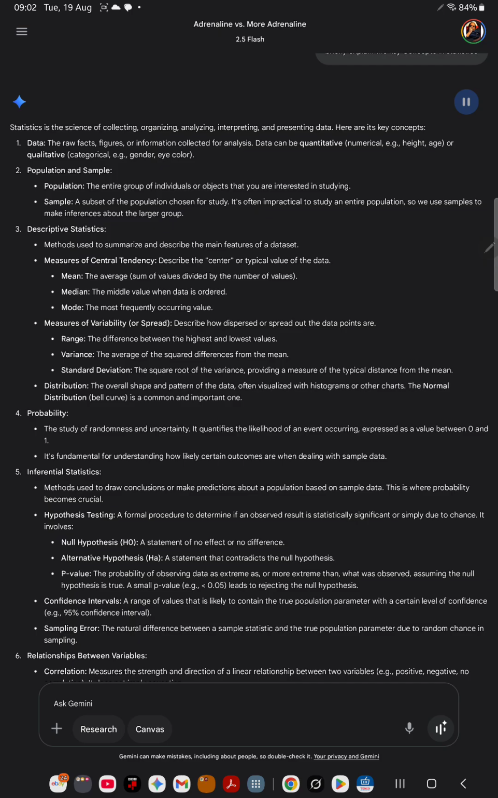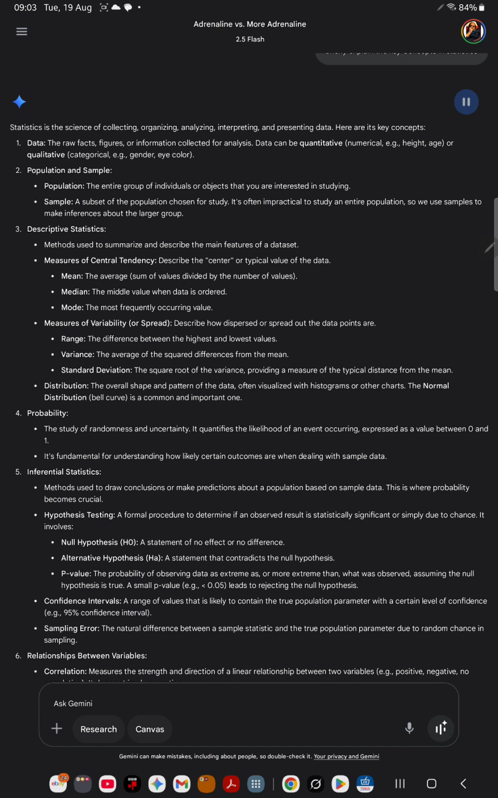3. Descriptive statistics: methods used to summarize and describe the main features of a dataset. Measures of central tendency describe the center or typical value of the data. Mean: the average, the sum of values divided by the number of values. Median: the middle value when data is ordered. Mode: the most frequently occurring value.